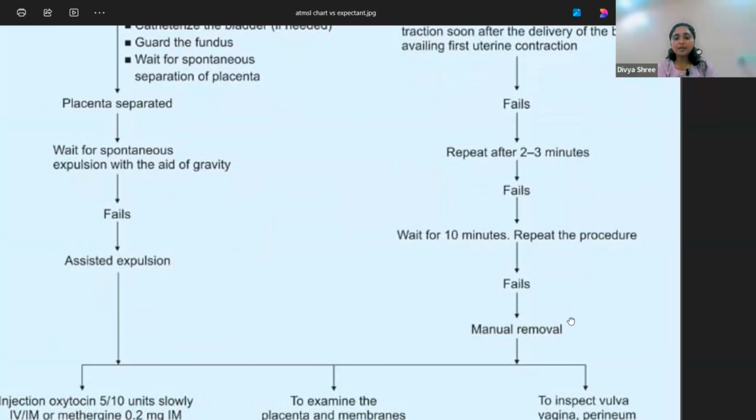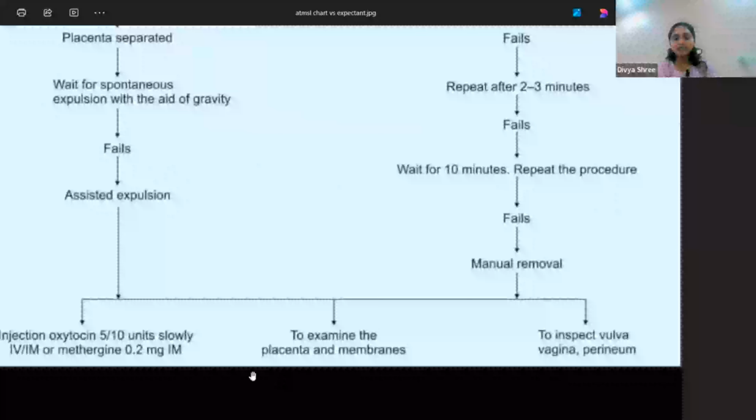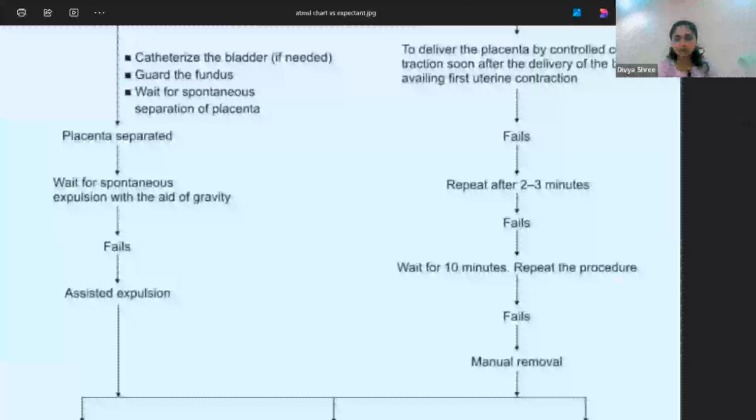By taking all the aseptic precautions, you remove the placenta with your gloved hand, and after that, you examine the placenta and the membranes. This is the active management of the third stage of labor. Apart from this, you have to know about postpartum hemorrhage, which we will learn in the next lectures, and how to prevent postpartum hemorrhage.